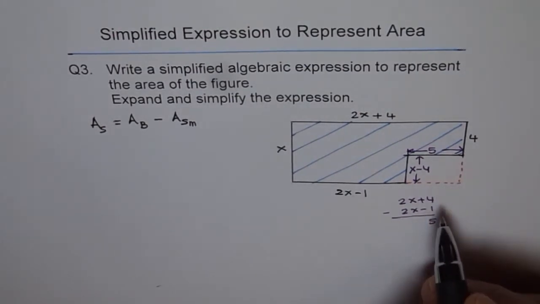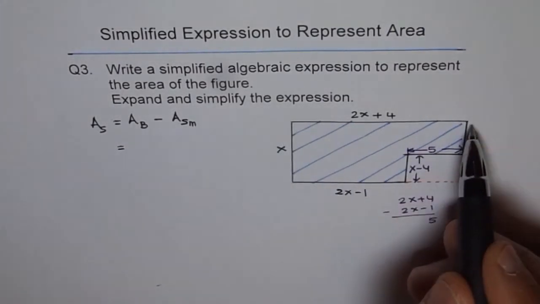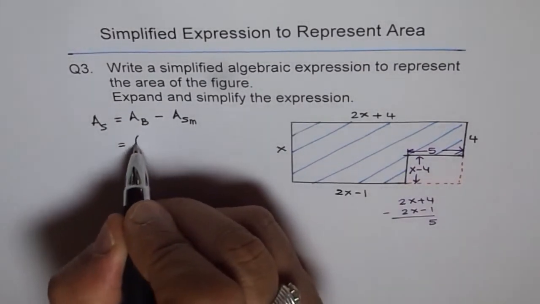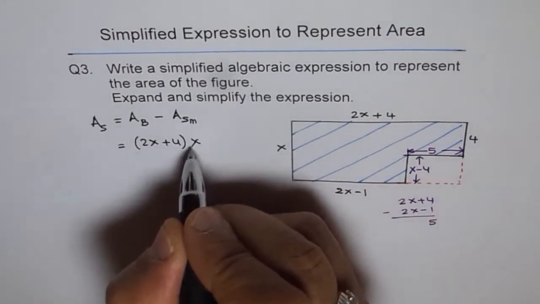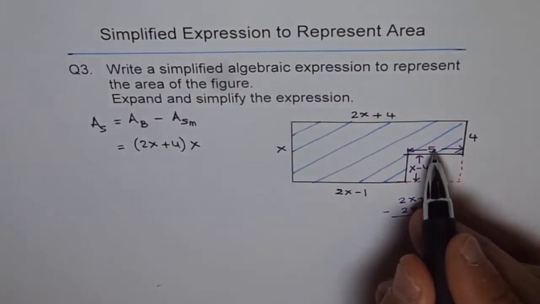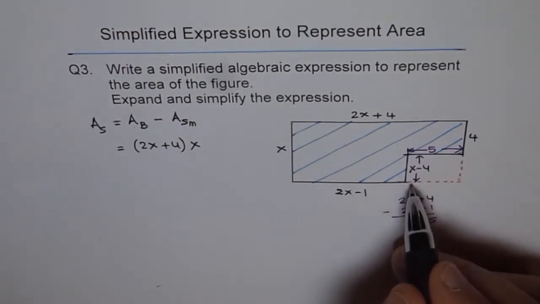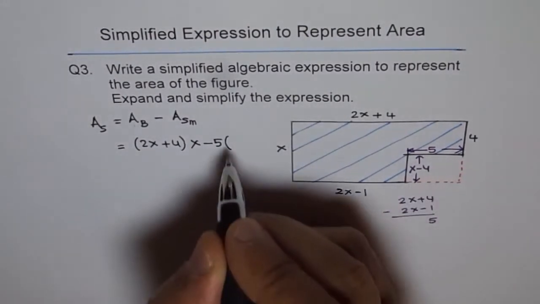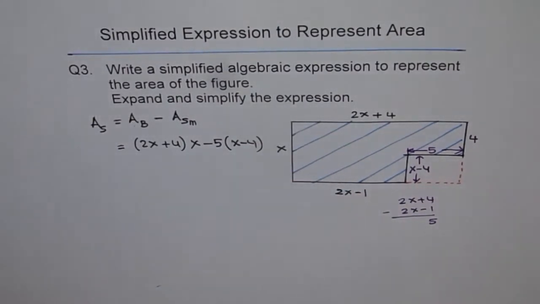Let's do it like this first. The area of the big rectangle is length times width, so we can say 2x plus 4 times x. That is the area of the big one, minus the area of the small one. The small one has length 5 and width x minus 4, so minus 5 times (x minus 4). That becomes the area.